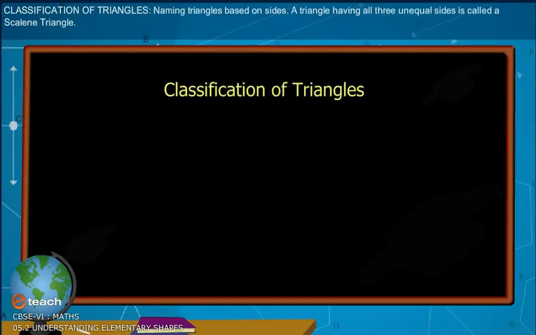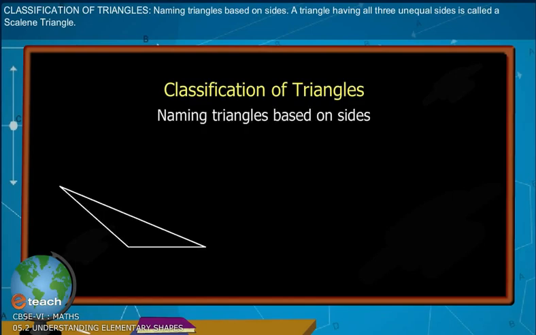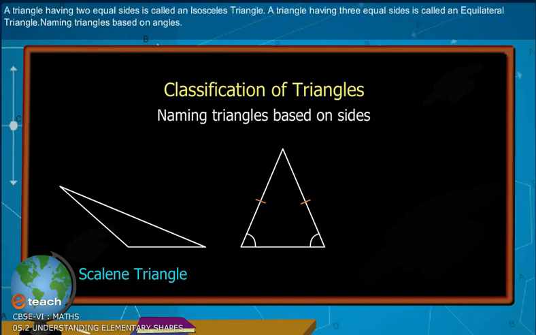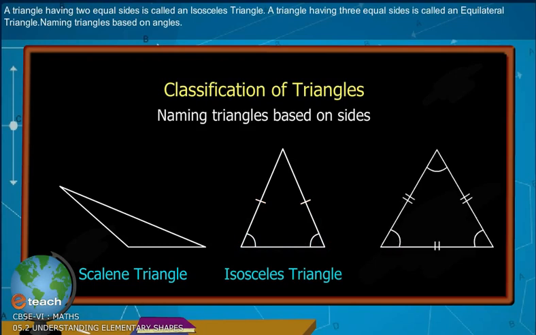Classification of triangles. Naming triangles based on sides. A triangle having all three unequal sides is called a scalene triangle. A triangle having two equal sides is called an isosceles triangle. A triangle having three equal sides is called an equilateral triangle.